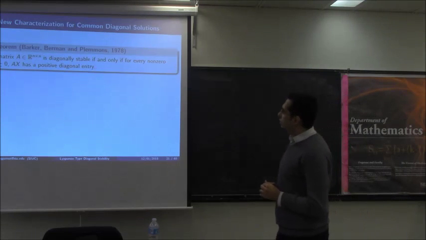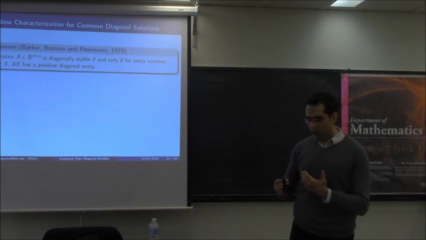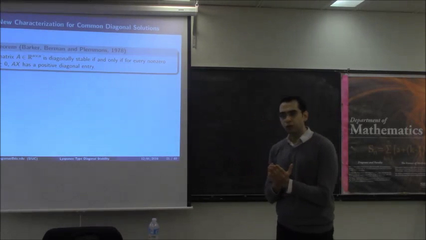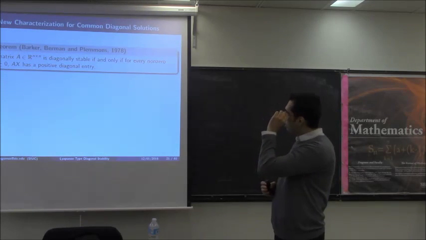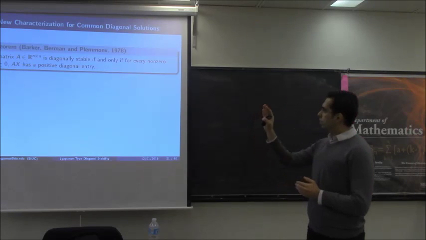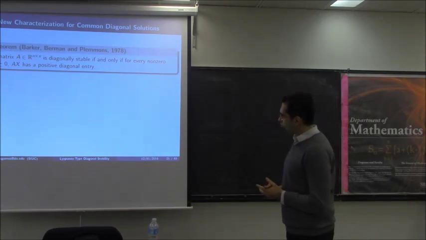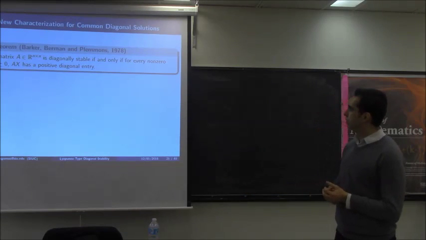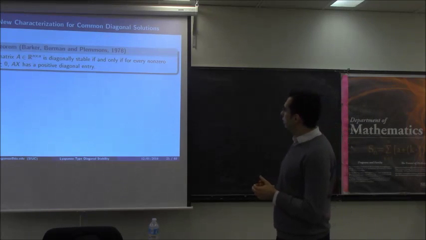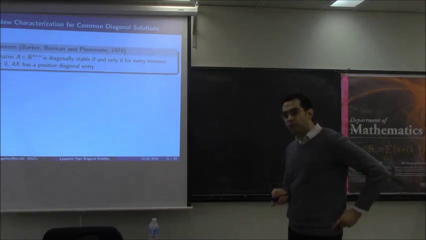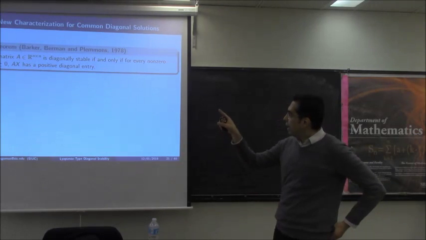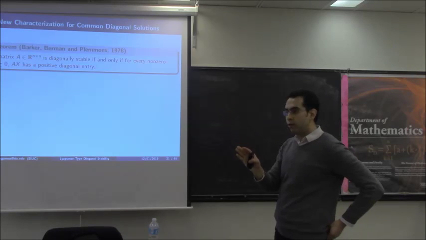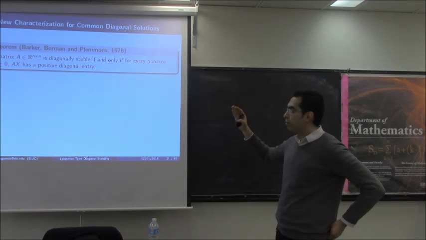In the next section, one of our works is to obtain a theoretical characterization for the common diagonal solution. Let me first give this theorem, the characterization for diagonal stability due to Berker, Diamond, and Clemens: for every non-zero positive semi-definite X, AX has a positive diagonal entry. This is a very interesting connection between diagonal stability and the set of positive semi-definite matrices.